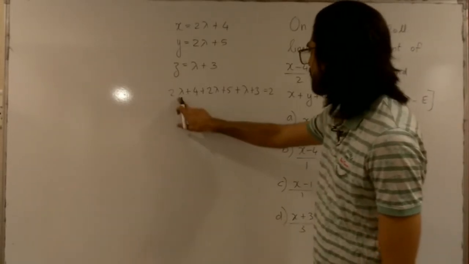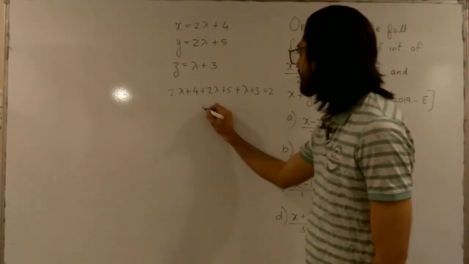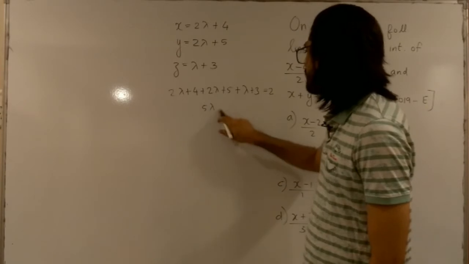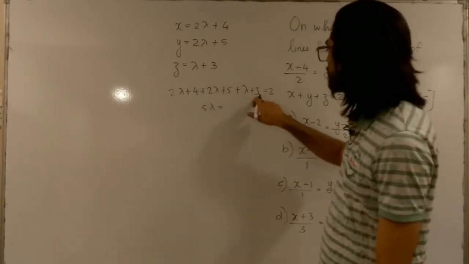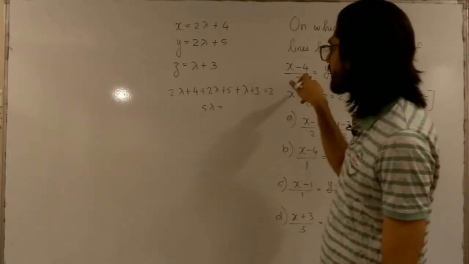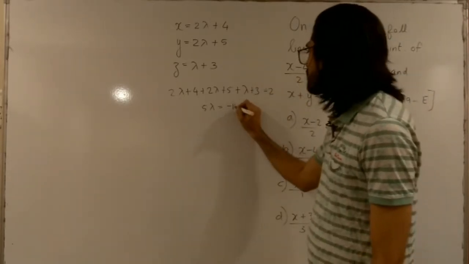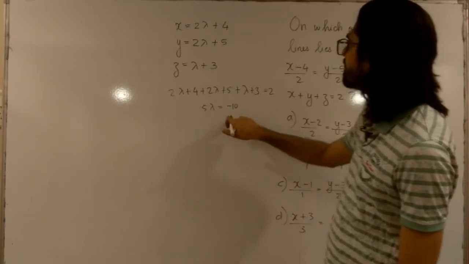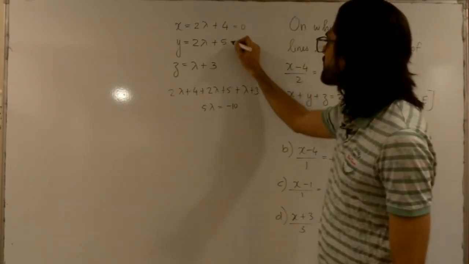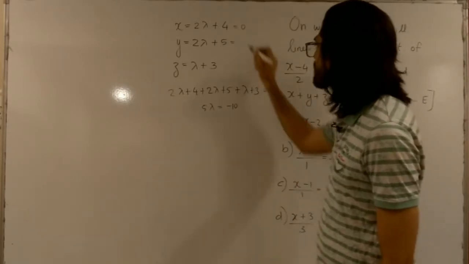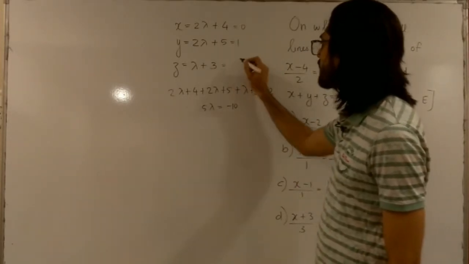So when we solve it, we have 2 plus lambda, which is 5 lambda, equal to, we will have 4 plus 5, that is 9, plus 3, which is 12, goes on the right, becomes minus 10. So I have lambda as minus 2, and I will put that lambda as minus 2 over here. So when I put it here, I get x coordinate 0, I get the y coordinate as 1, and I get the z coordinate as 1.